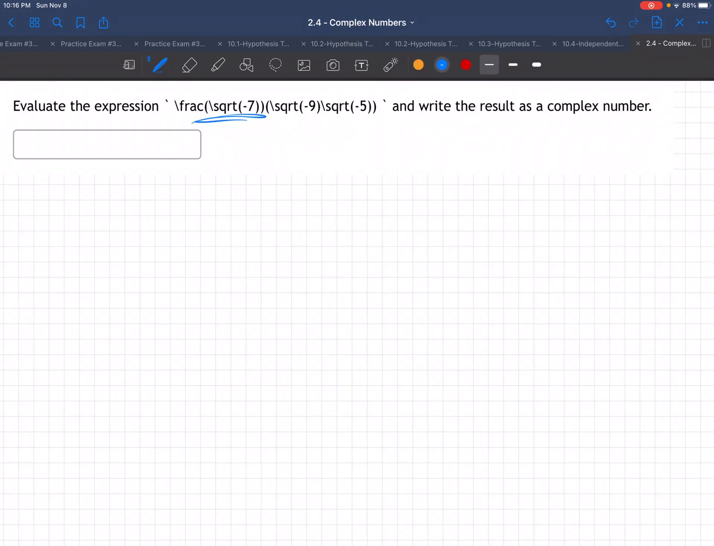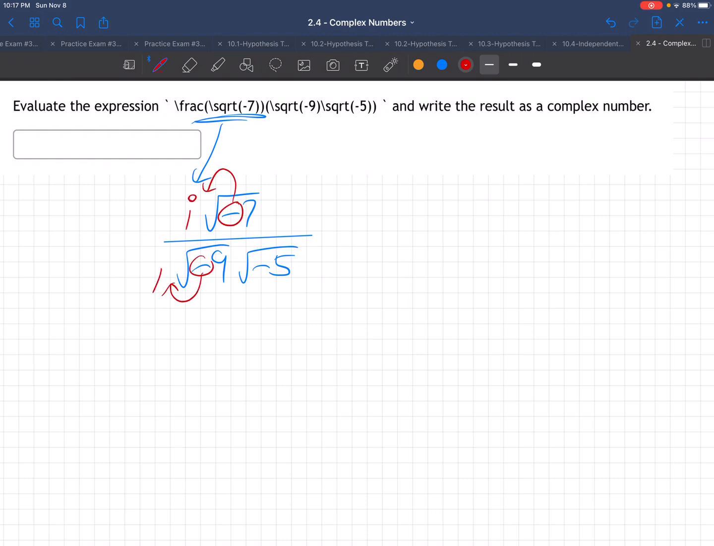Here's an example. Let me write it a little better for you. It's the square root of negative 7 over the square root of negative 9 square root of negative 5. Okay, so what are we going to do with that? This is kind of a weird one, isn't it? Well, negatives inside of a square root, let's start there. Those always come out as an i, don't they?